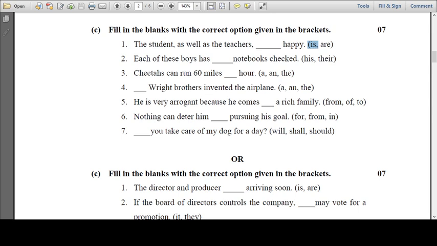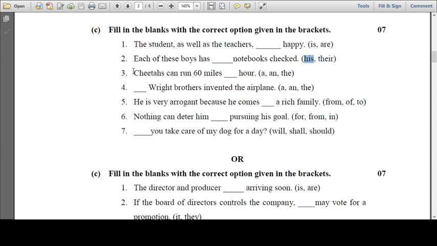Now, why "he is"? I'm going to tell you why. Because each of these boys has his notebooks checked. Here it is "he is" because it is singular. When this kind of blank is there, and I talk about the hint, what you have to see is the word before the blank. Here the "has" is singular, that is why it comes with a singular answer. If there will be "have", then the answer will be plural.